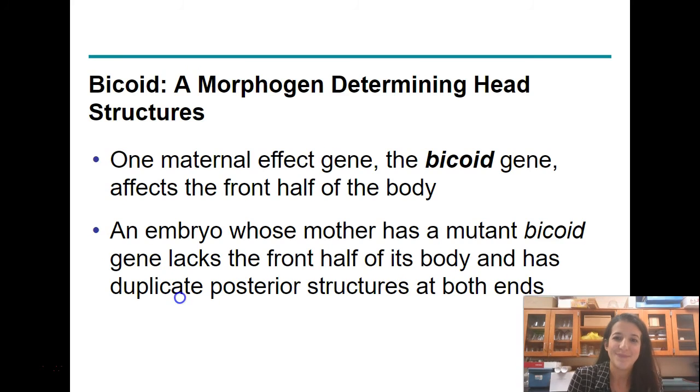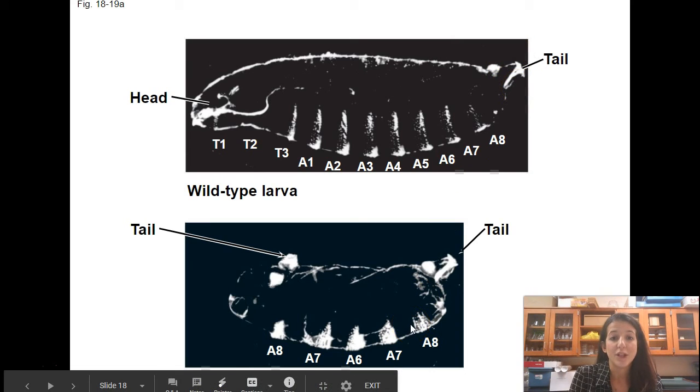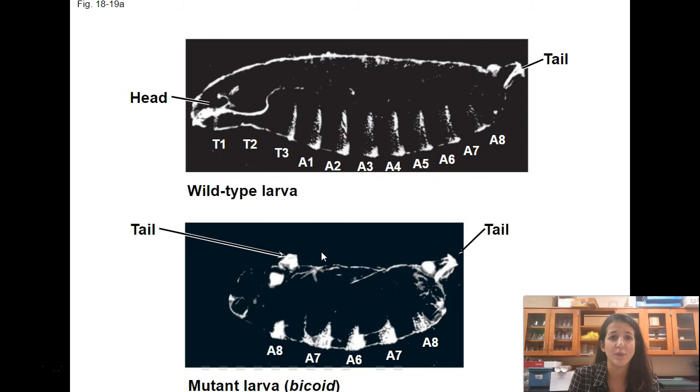So let's see. Alright, so here at this top picture, the wild type, you have a normal functioning bicoid protein that was produced. So the head was created. Posterior, you have the tail. In our mutant larvae, you see something was mutated with the bicoid protein and that maternal effect gene. So we created two tails. Not so good of a scenario here.